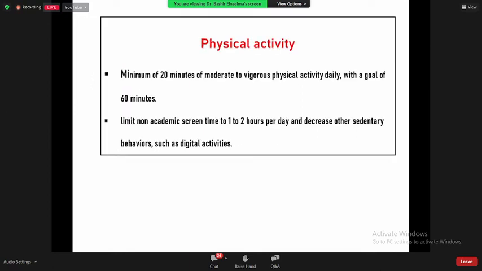Physical activity, we need a minimum of 20 minutes, and then you upgrade to the goal of 60 minutes. And you have to limit non-academic screen time to 1 to 2 hours, as I mentioned, and decrease other sedentary behavior such as digital activities.